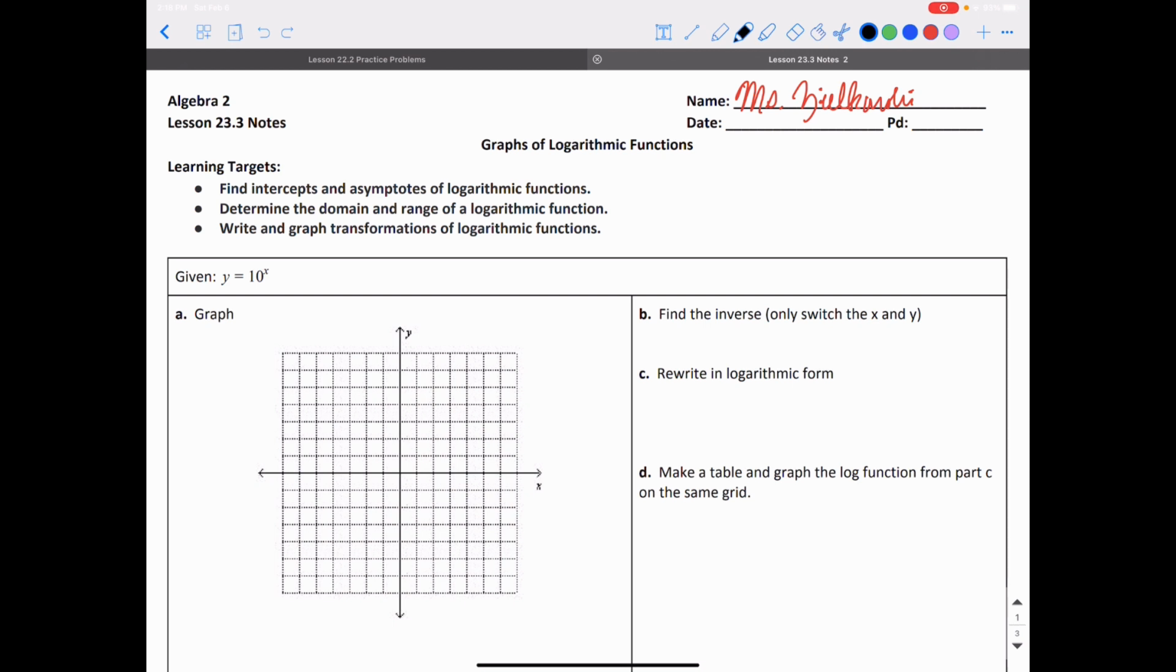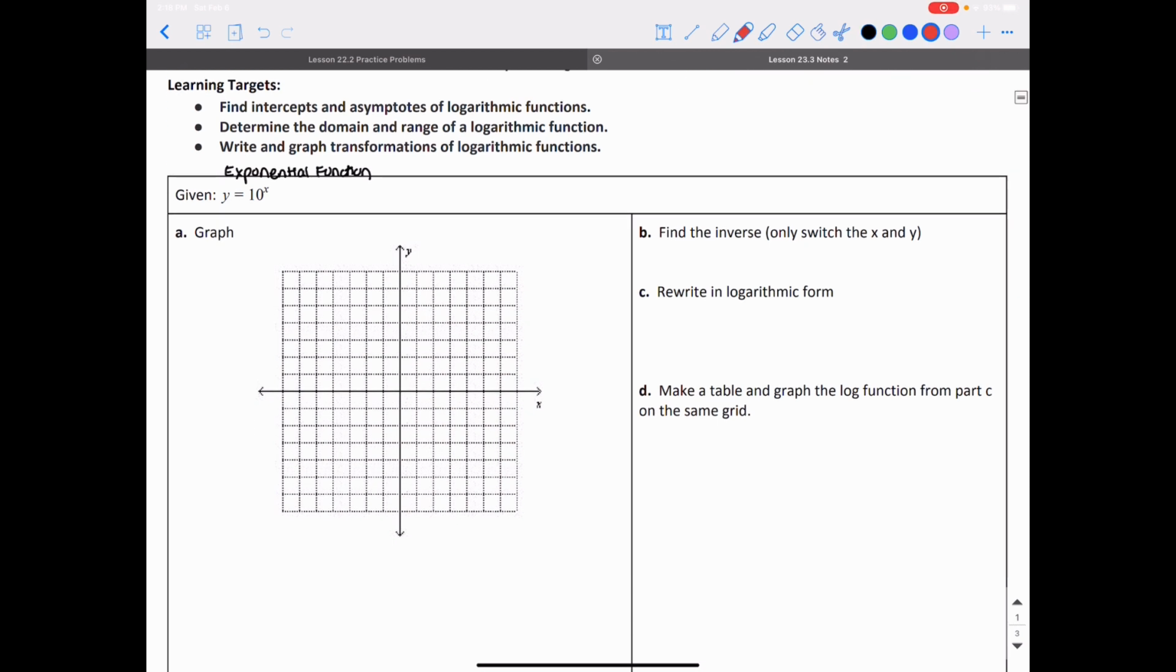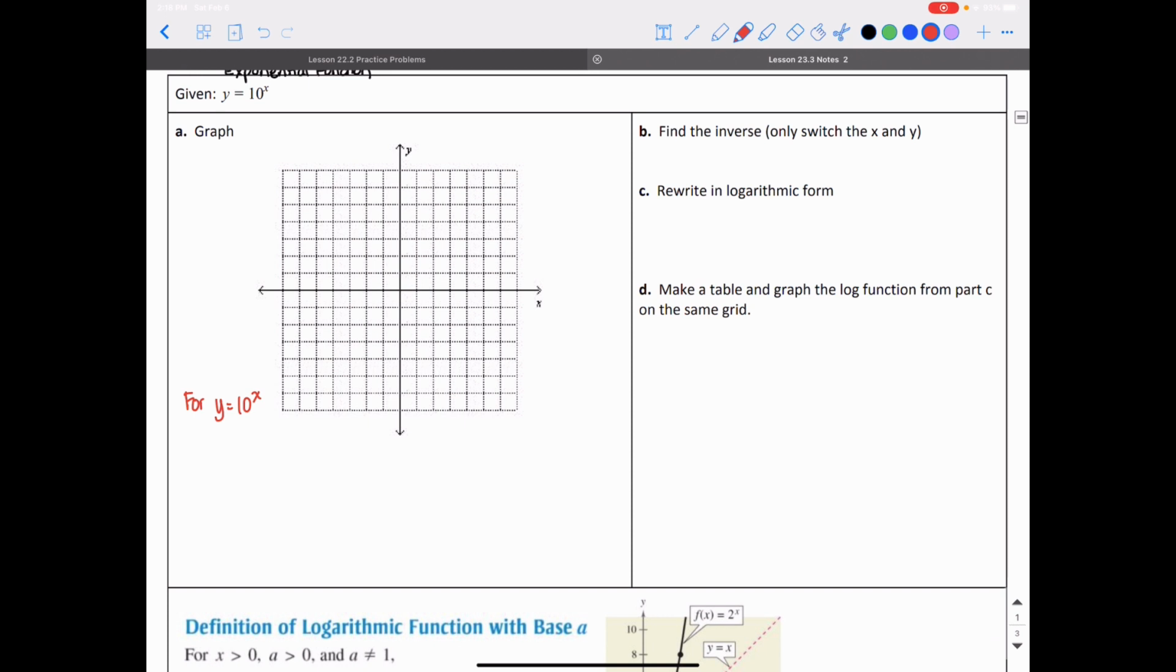For the first part, we're given y is equal to 10 to the x power. That's an exponential function. We're going to graph this exponential function. We've done this a million times, graphing exponential functions. We're going to set up a table to start. I'm going to pick x values to plug in and see what I get for y.